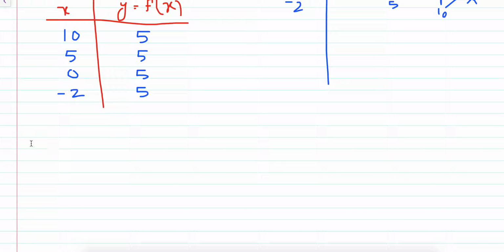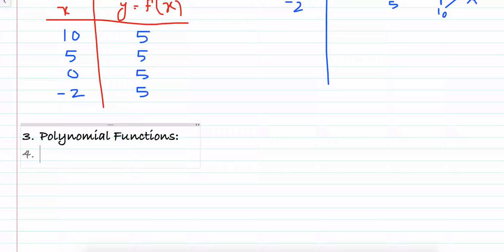So our third kind of function is polynomial functions. So it's defined as f(x) equal to some constant a0 plus a1 x plus a2 x square plus up to an x to the power n.